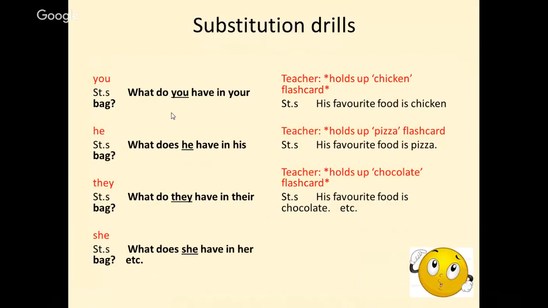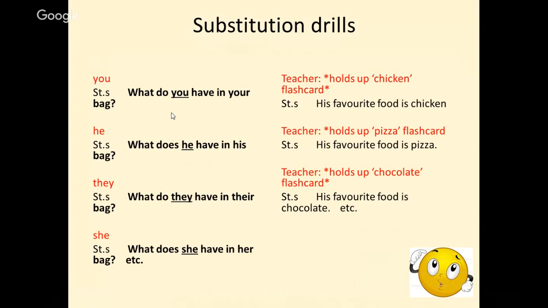So the next one is substitution drill, and here I'd like to show you some examples. Here I have two examples. The first one is a grammar drill, a very simple one in present simple, when the teacher asks a question like, what do you have in your bag, and every time the students repeat, the teacher gives a new subject for this question, changing the person. Like you, what do you have in your bag? He, what does he have in his bag? They, what do they have in their bag? And so on. So every time the students should change the subject, and they should change the auxiliary verb in the question.